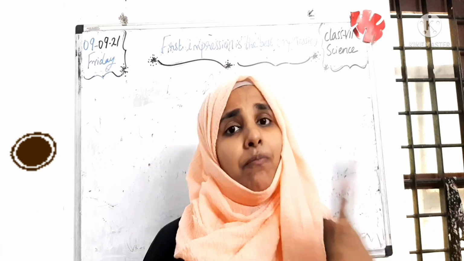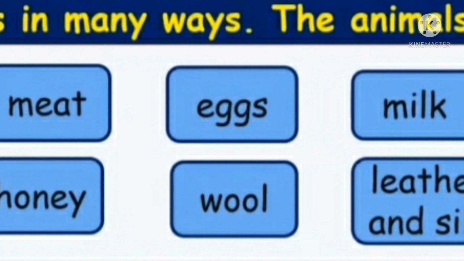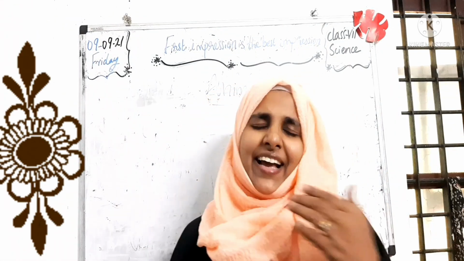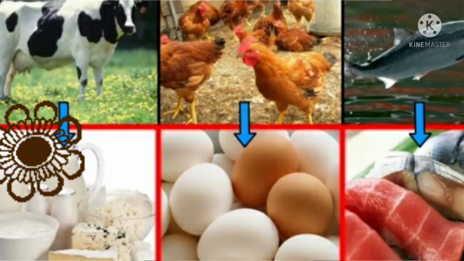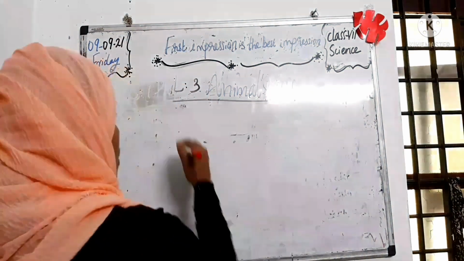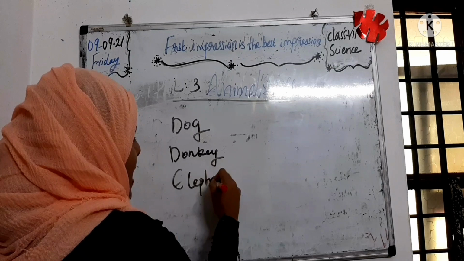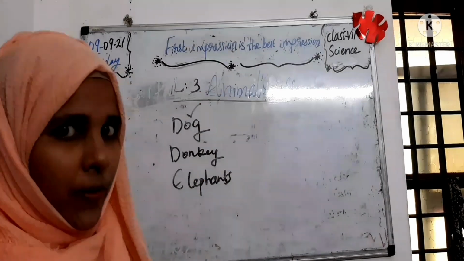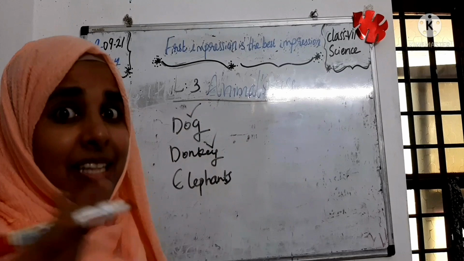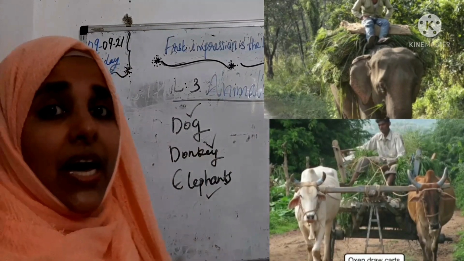Some products we can get from plants, that we already discussed. But some products like milk, egg and meat, we can get from animals, is it children? So from this we can understand animals are actually our friends, like plants, because they can give many animal products, right? Listen children, some animals like dog, donkey and elephant are helping us. How children? Dogs give security to us, right? And donkey carries loads for us, and also elephant carries loads. So some animals are helping us.